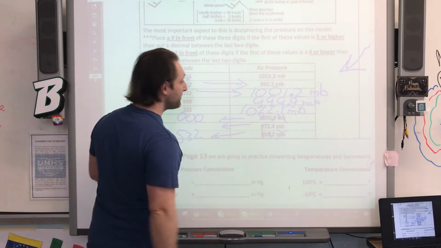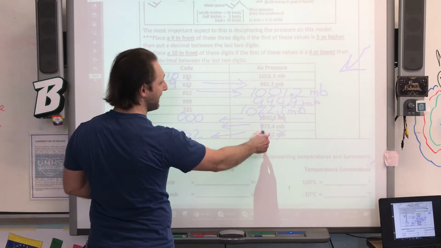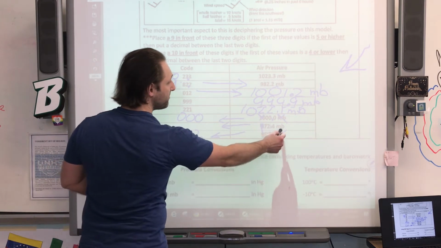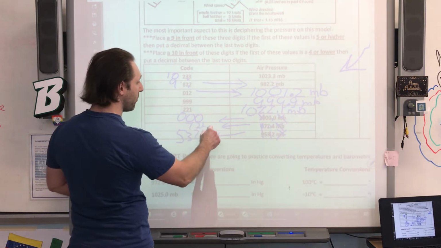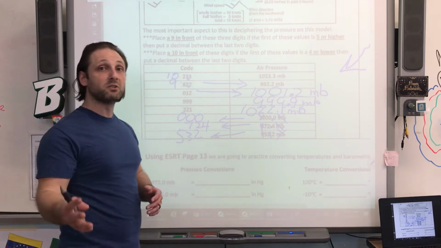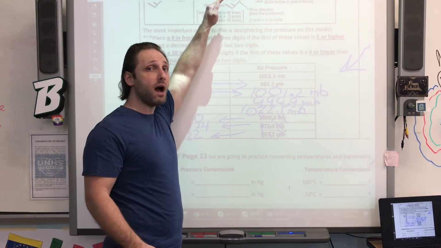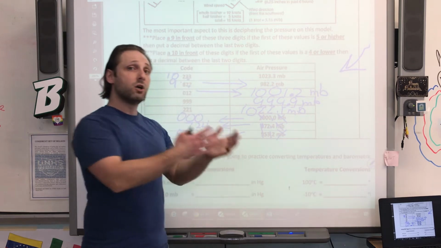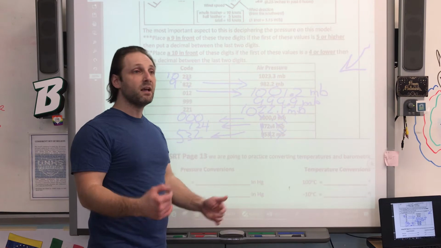This last one, we have 972.4 millibars. We're going to eliminate the 9. We're going to eliminate the decimal, and we're going to get rid of the MB. And we have 724. That's the code. Right? So hopefully this gives you at least a nice little introduction into how we're going to either add codes onto station models or convert pressures off the station models for our use in determining weather.